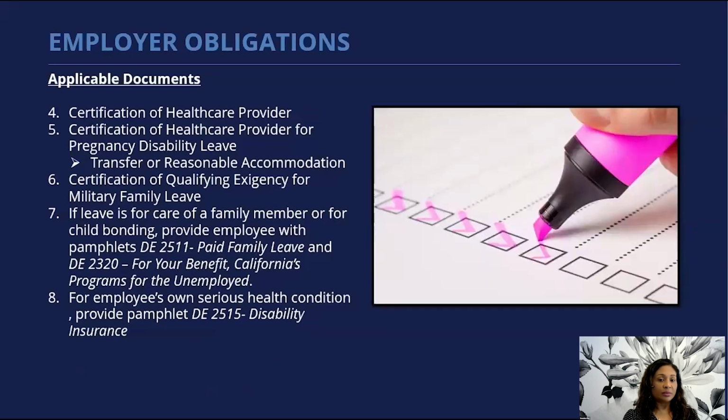Additional documentation will be certification of the healthcare provider, especially if this is for the employee or family member's medical condition, and certification of healthcare provider for pregnancy disability leave or transfer or reasonable accommodation for pregnancy disability. You can require a certification for pregnancy disability leave only if you are requiring the same for other disability leaves. You must give the employee 15 days to respond to the request for the medical certification.